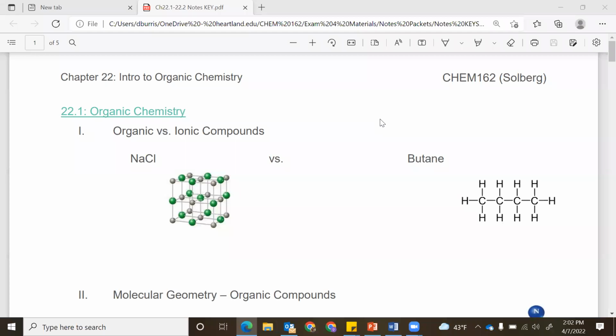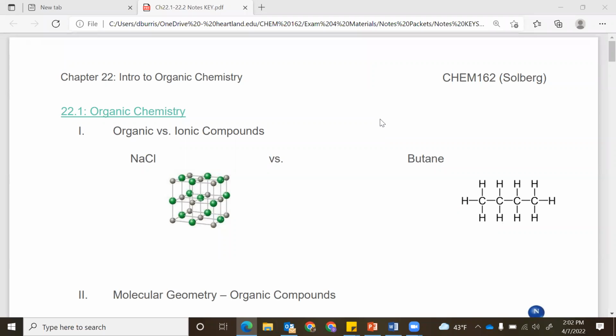Let's do it. So this is the yellow packet. Chapter 22 is organic. Now, I don't teach organic. Dr. Berman teaches organic. If you were to go into chemistry or biochemistry, organic chemistry is usually the next class that you would take after this. It's like its own branch of chemistry. Organic molecules behave and act a certain way and are actually named a certain way, which is what we're going to start looking at today.